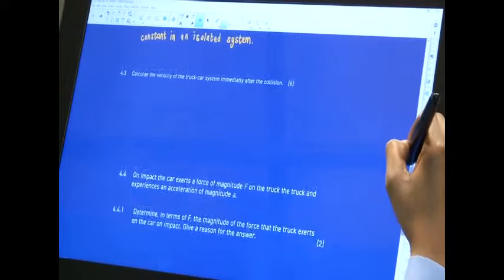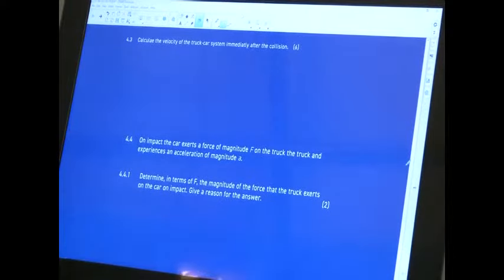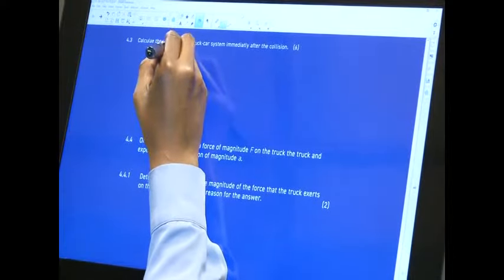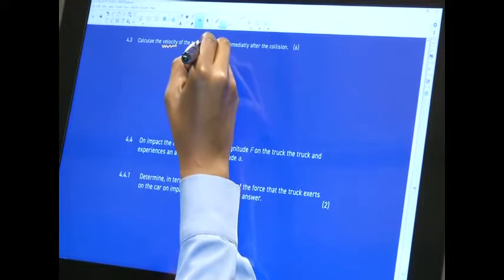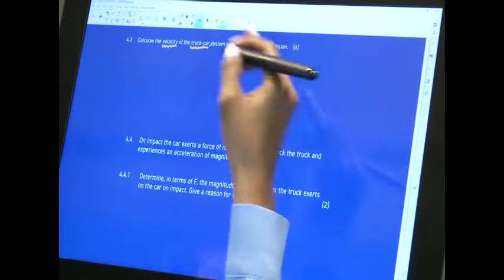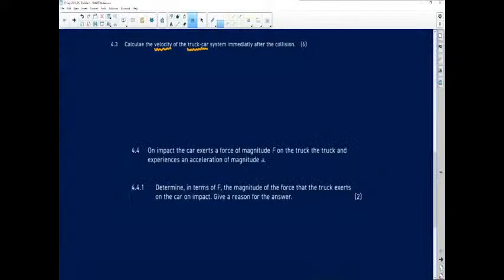So let's see what the next question says. It says we must calculate the velocity. So they want the velocity of the truck-car system. Now, as you can see, they wrote car-truck system, meaning together, because they did say after the collision, they did move together as one. Initially, it was just a head-on, then they moved together as one. So we must calculate that velocity. Now, this is for 6 marks.